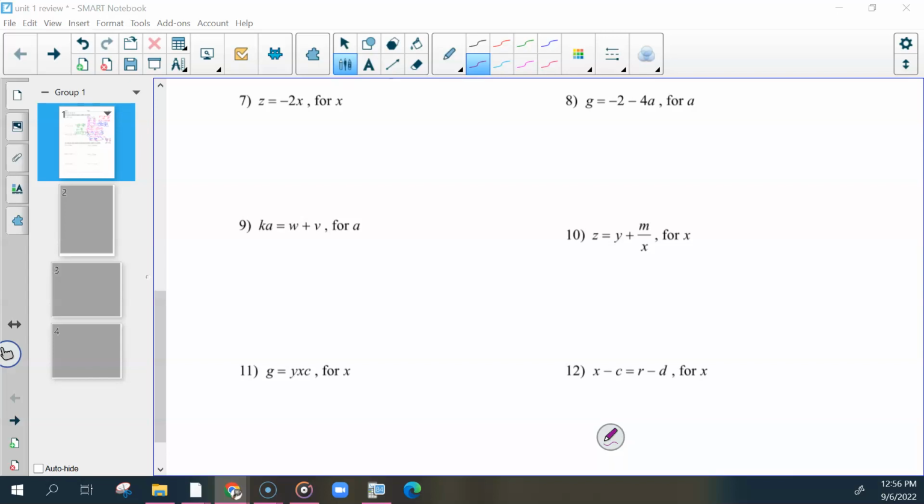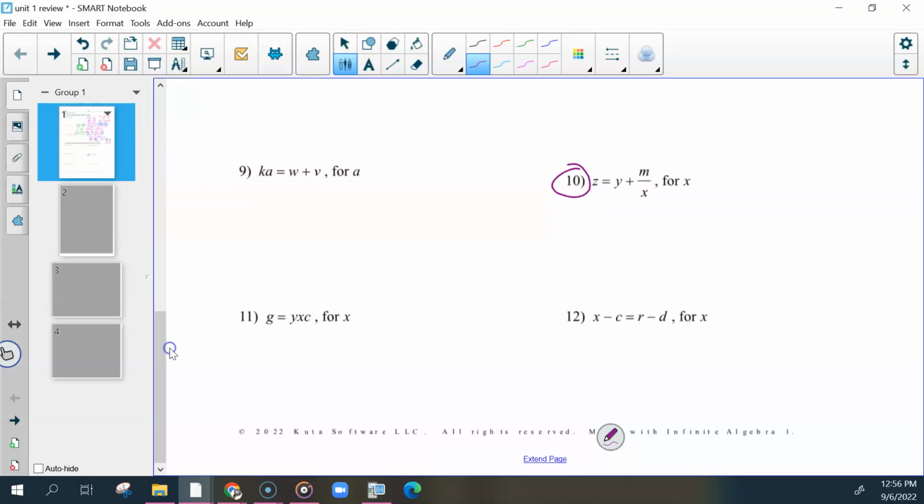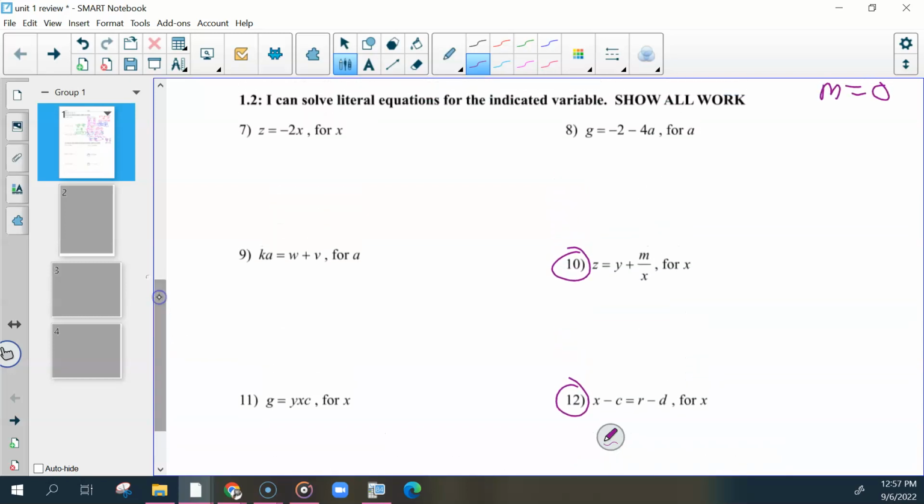We feel confident that we could do all of these. I see some yeses. Any of those you're not sure where to start? 10. 12. We'll start with those two. If you have any others, we'll come back.